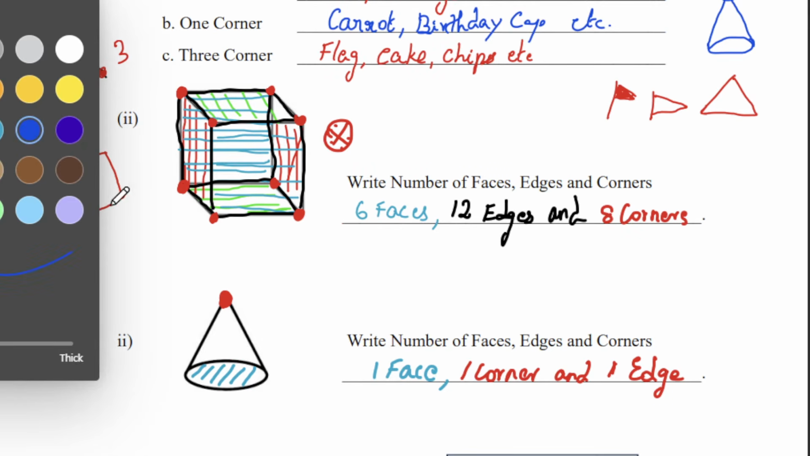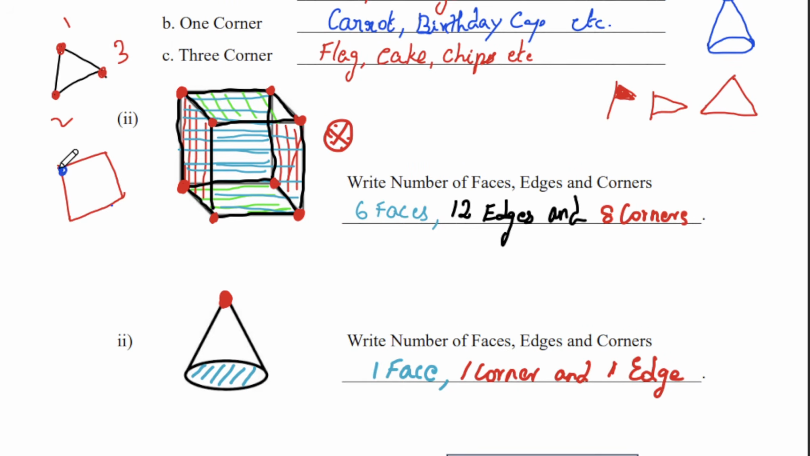So for the 2D shape of a square, if they are asking, you can write 4. But if they are giving a 3D shape of a square, it has 8 corners. Okay.